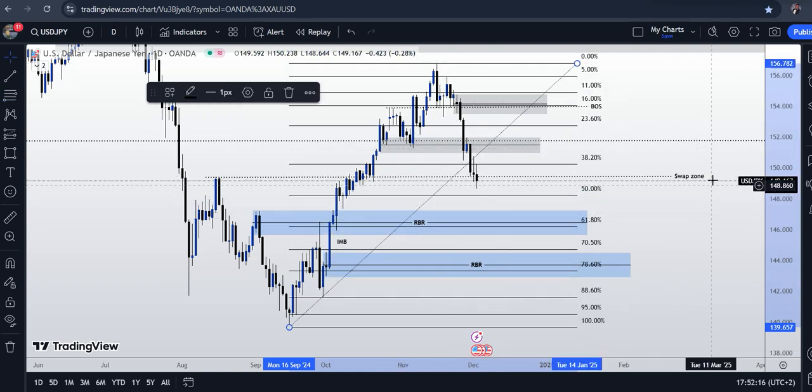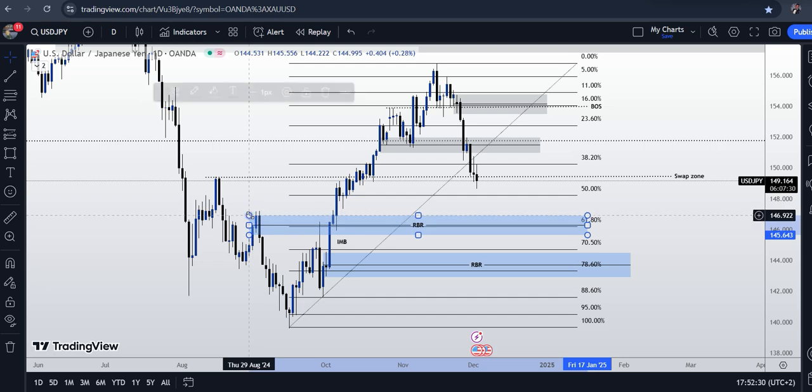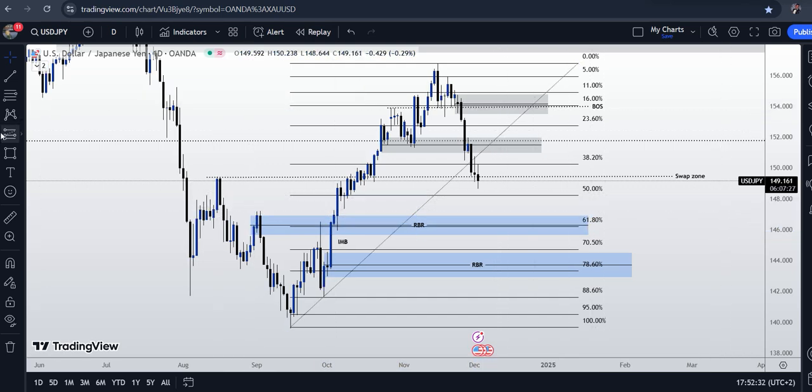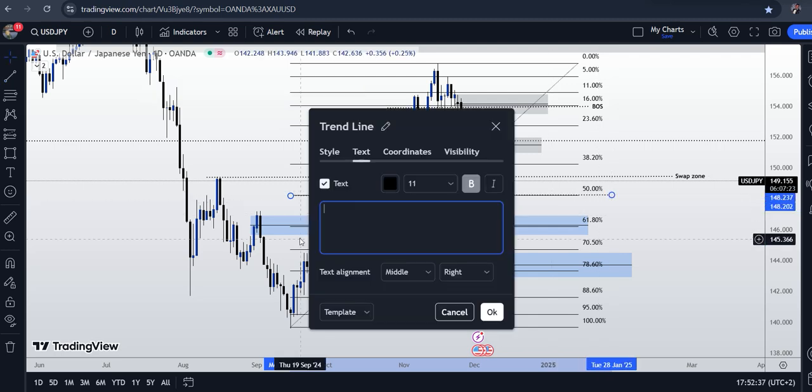Therefore, I cannot consider this swap zone to be strong until it taps into this equilibrium level. Why? Because this is where price will definitely respect and move and push a little bit further. So the only thing I'm going to do for now is mention that there's a 50% here.